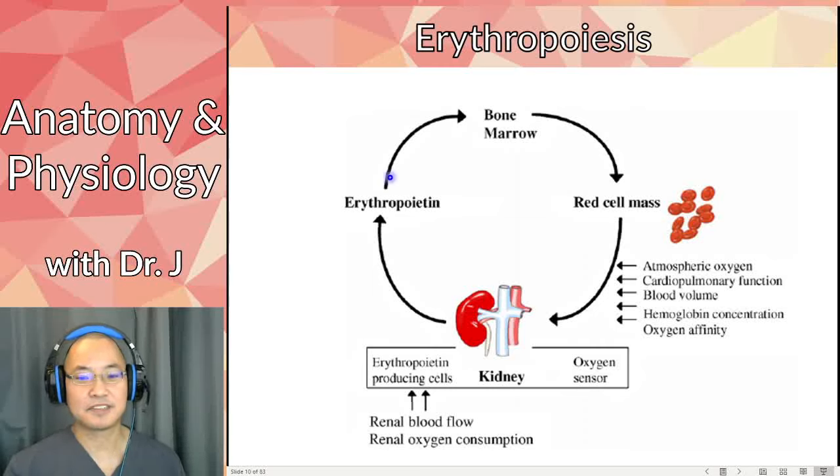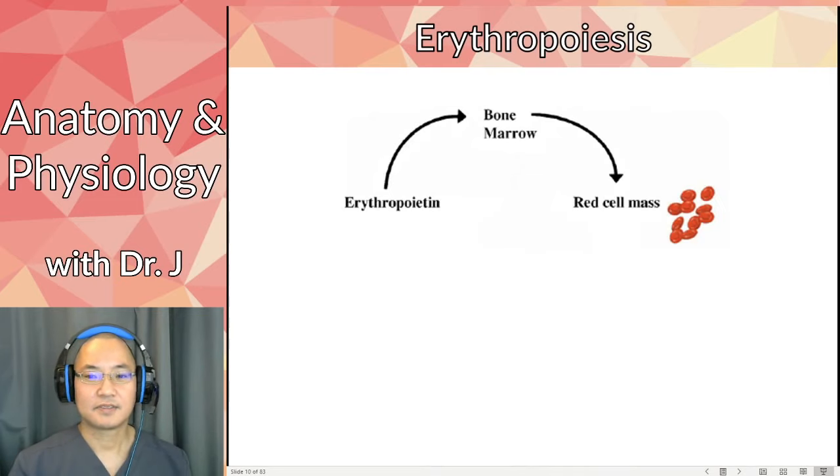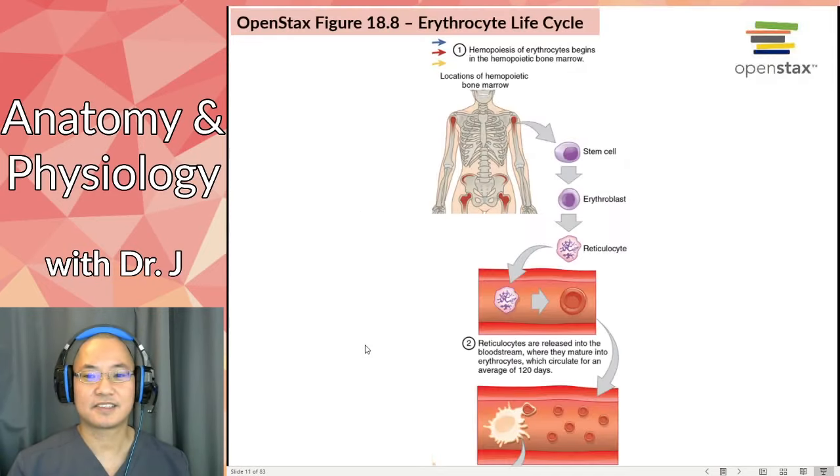So again, erythropoietin stimulates erythropoiesis in bone marrow, and erythropoiesis is the process of generating new red blood cells. So erythropoiesis refers to this process of generating red blood cells. Now let's zoom in a little closer to the process, and what we notice is that it goes from stem cell to erythroblast to reticulocytes, and then we finally get our red blood cells.